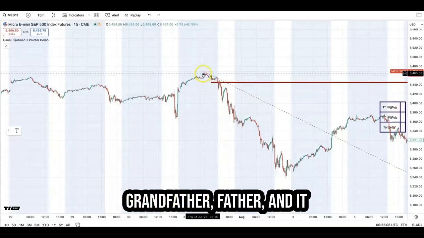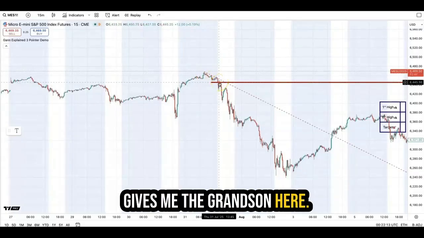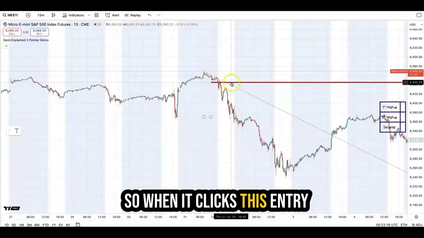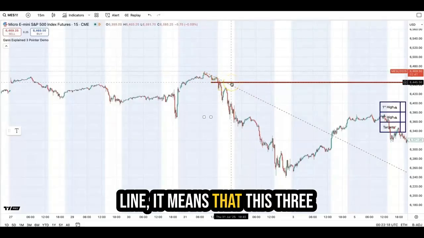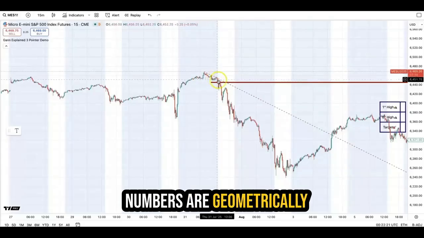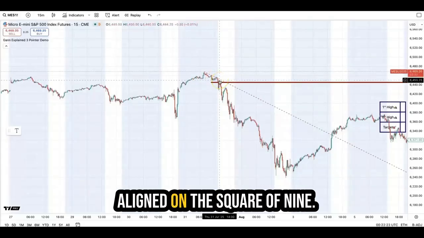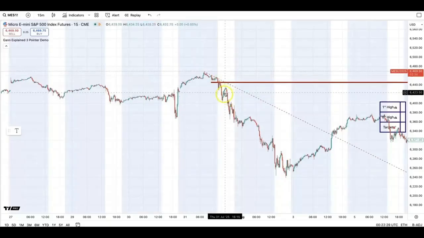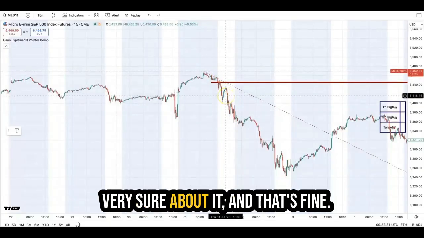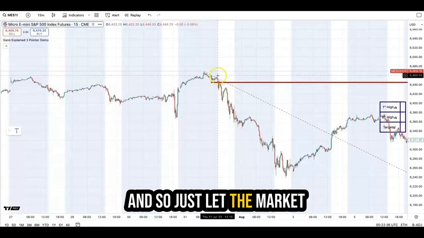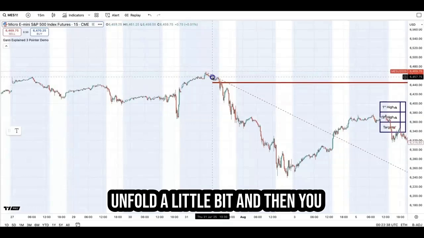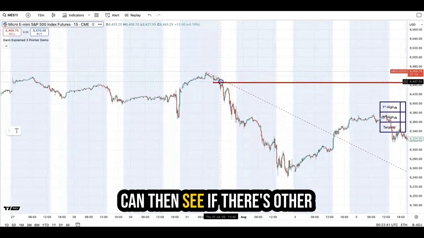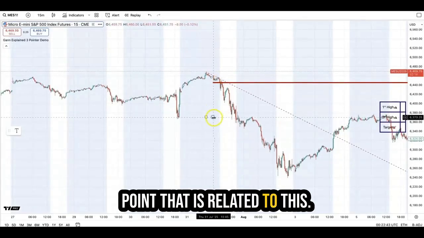So let's pull up the indicator. Just now I clicked on the grandfather and the father, and it gives me the grandson here. So when it clicks this entry line, it means that these 3 numbers are geometrically aligned on the Square of 9. And this is a clear sell signal. But you can say you're still not very sure about it, and that's fine. Just let the market unfold a little bit, and then you can see if there's another point that is related to this.